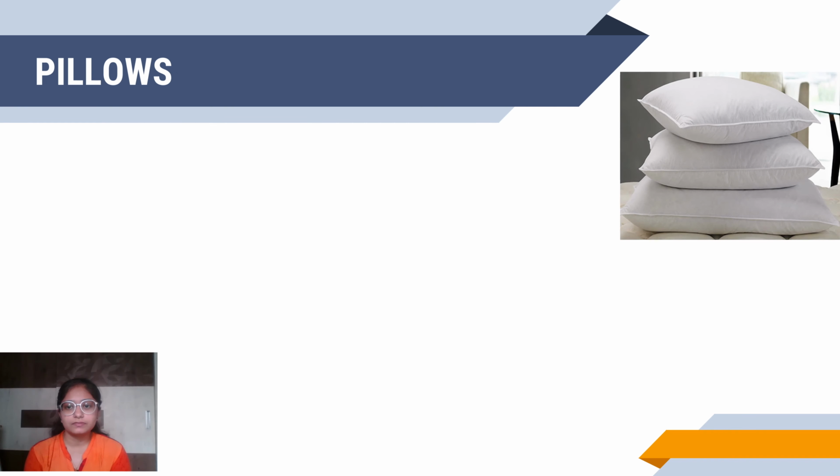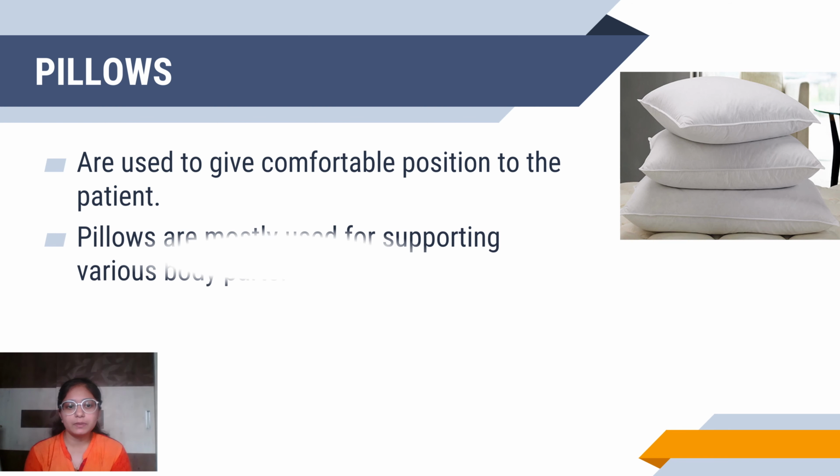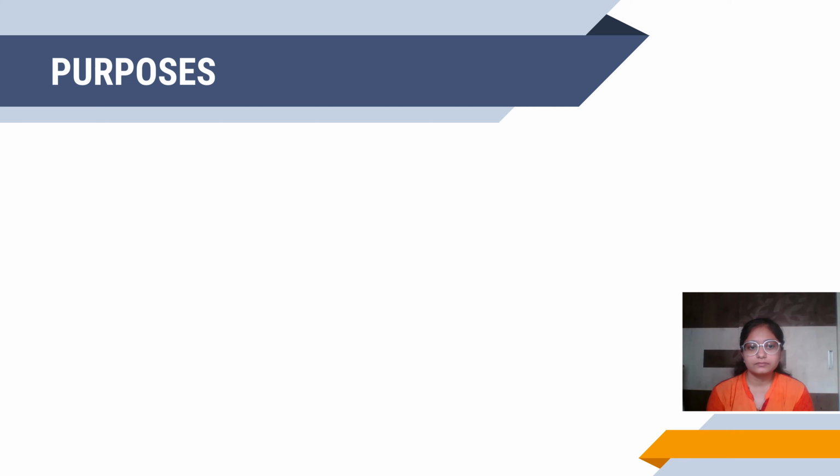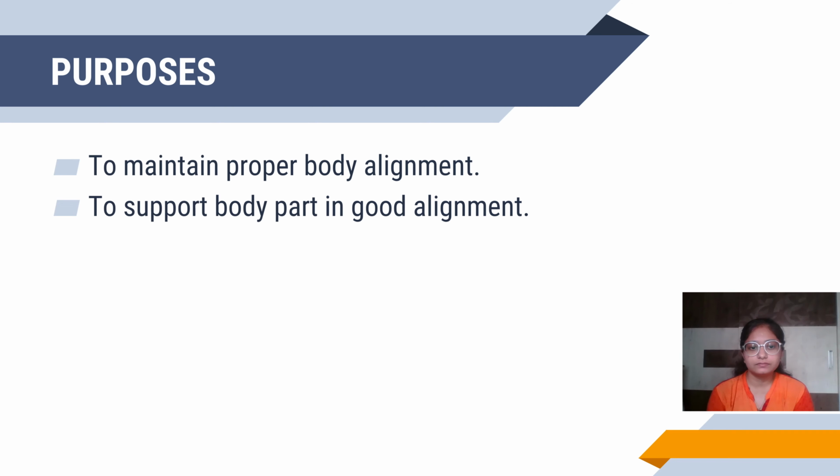Pillows. This is the picture of a pillow. Pillows are used to give a comfortable position to the patient. Mainly pillows are used both at home and in the hospital for providing comfort. Pillows are mostly used for supporting various body parts. The purpose of pillows is maintenance of proper body alignment, and supporting a body part in good alignment.